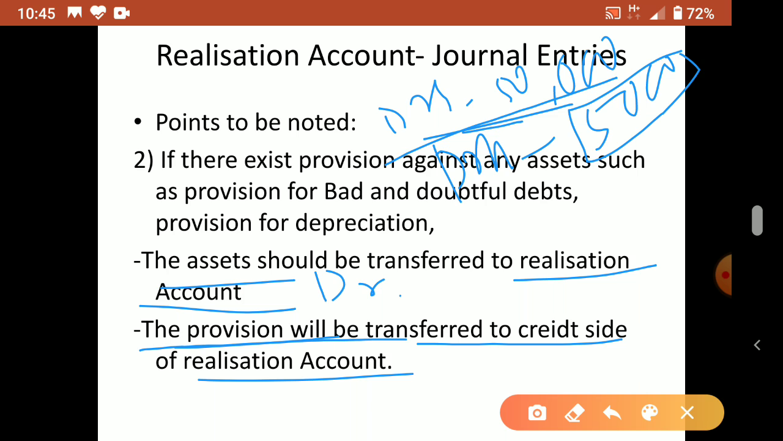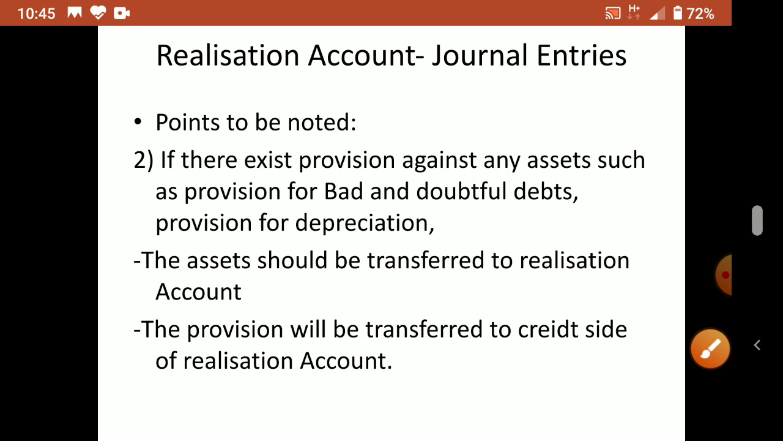50,000 directly will go to the debit side, 5,000 will separately go to the credit side. Understood? So any provision you have to see, that provision or reserve is created against the asset or not. If any provision is created against an asset, you transfer that asset like a normal asset, but the provision should be credited in realization account. So these rules you have to remember.